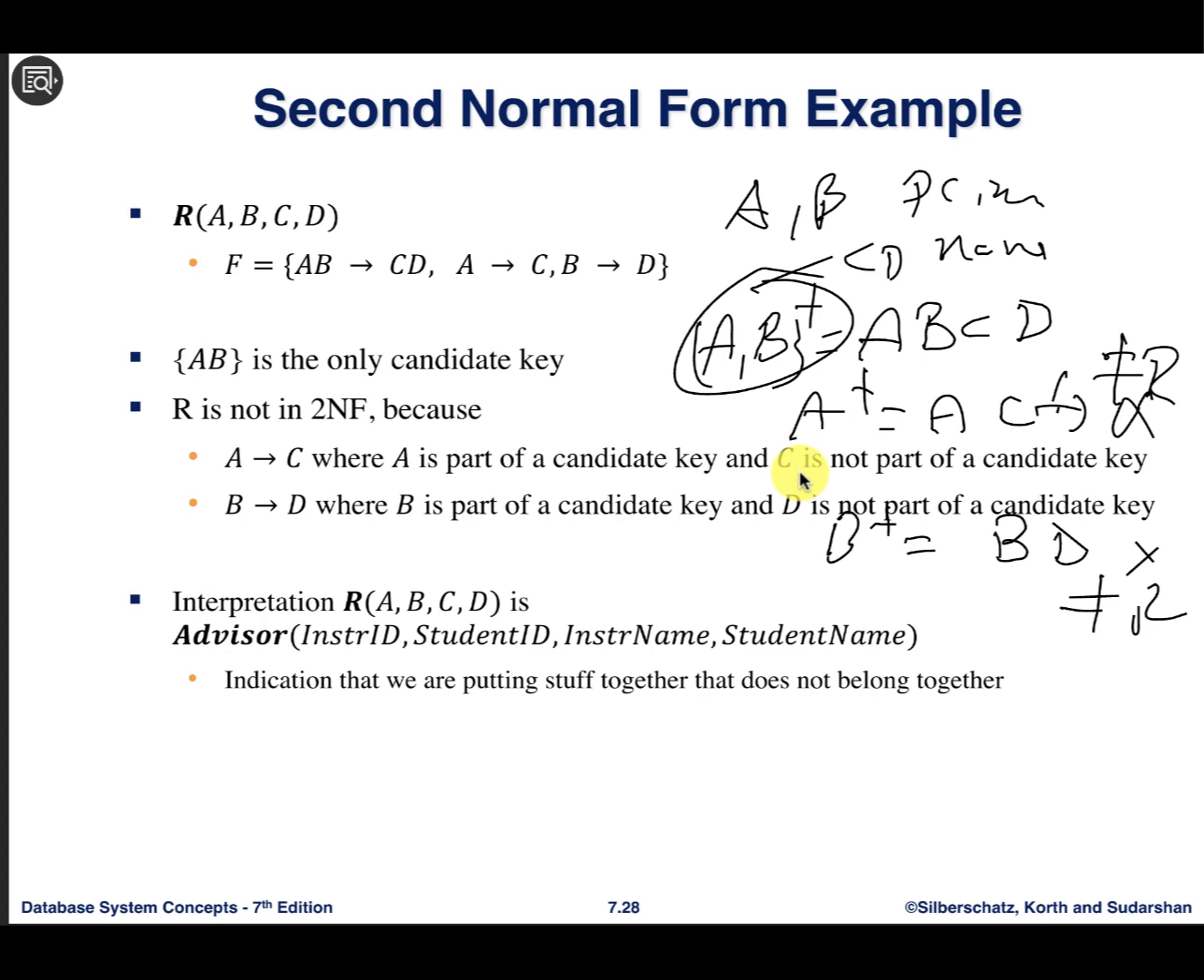Take a look. This is the whole key. Non-prime attribute depends on the entire key. Good. Non-prime attribute depends on part of the key. Non-prime attribute depends on part of the key. So we do have a problem here. It looks like you put too much information that doesn't belong together. That's the meaning here. So let me give you an example, which is going to be much clearer.